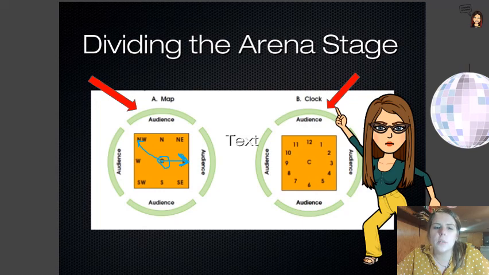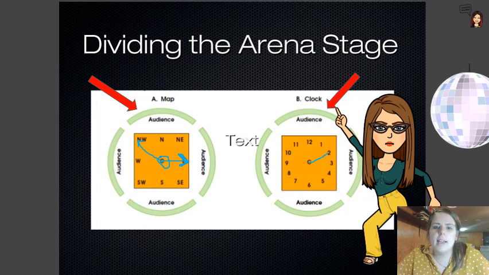Because the audience is all around. So if we were just looking at a compass, north is at the top, so therefore north is here, east is here, south is here, and west is here. Same thing with the clock, right? If we are the center of the clock and they say, hey, go to your 2 o'clock, you're going to go here.